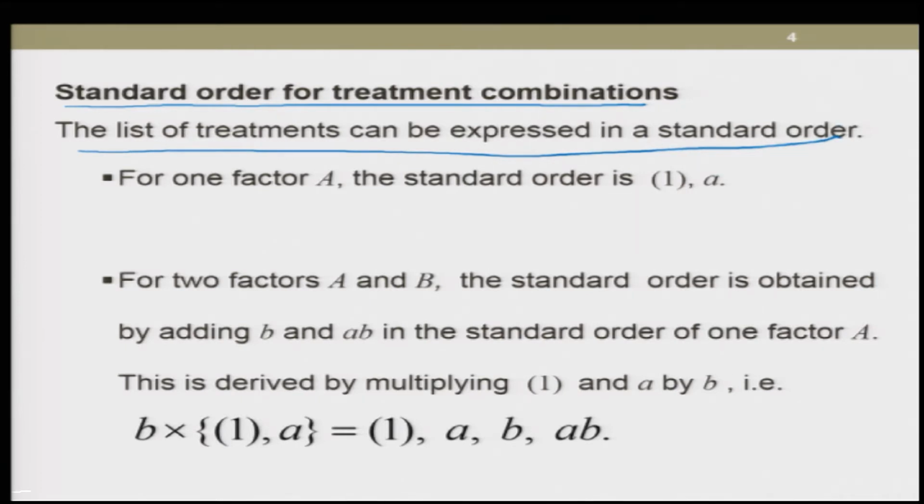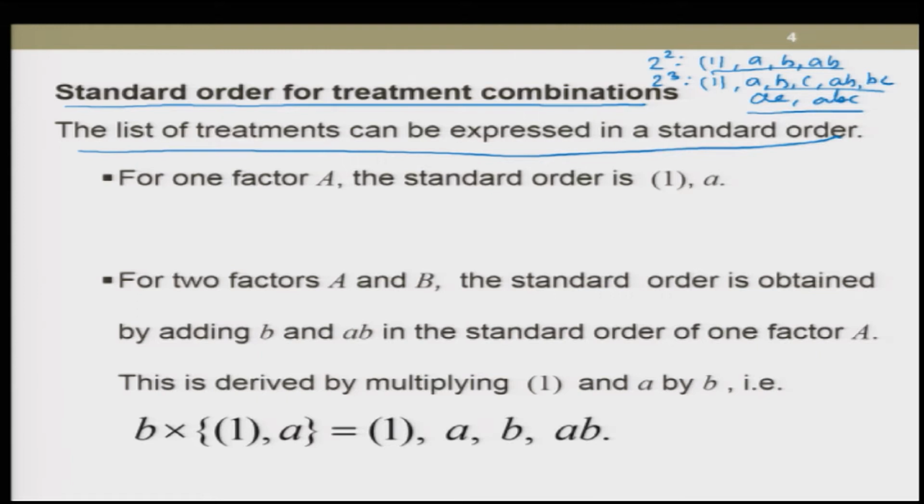For example, if you remember, in the case of 2 square factorial experiment, we had 4 treatment combinations: 1, A, B, AB. Similarly, in the case of 2q factorial experiment, we had 1, A, B, C, AB, BC, AC and ABC. So, these are my treatment combinations in 2 square and 2q factorial experiments. Now, these treatment combinations have to be expressed in a particular order.